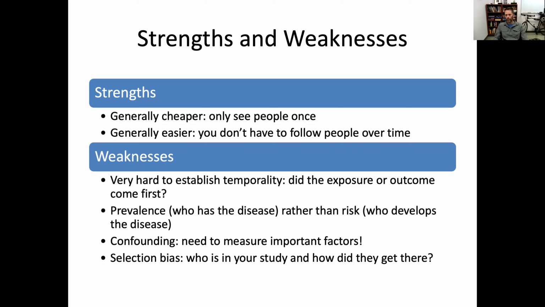Confounding is, again, a problem with cross-sectional studies, exactly like it was with cohort studies. Selection bias is a big problem. It's a big problem for cohort studies, and I didn't bring it up there, but I should have. So selection bias is basically the problem that the people who are in your study are somehow different in a meaningful way than the general population.